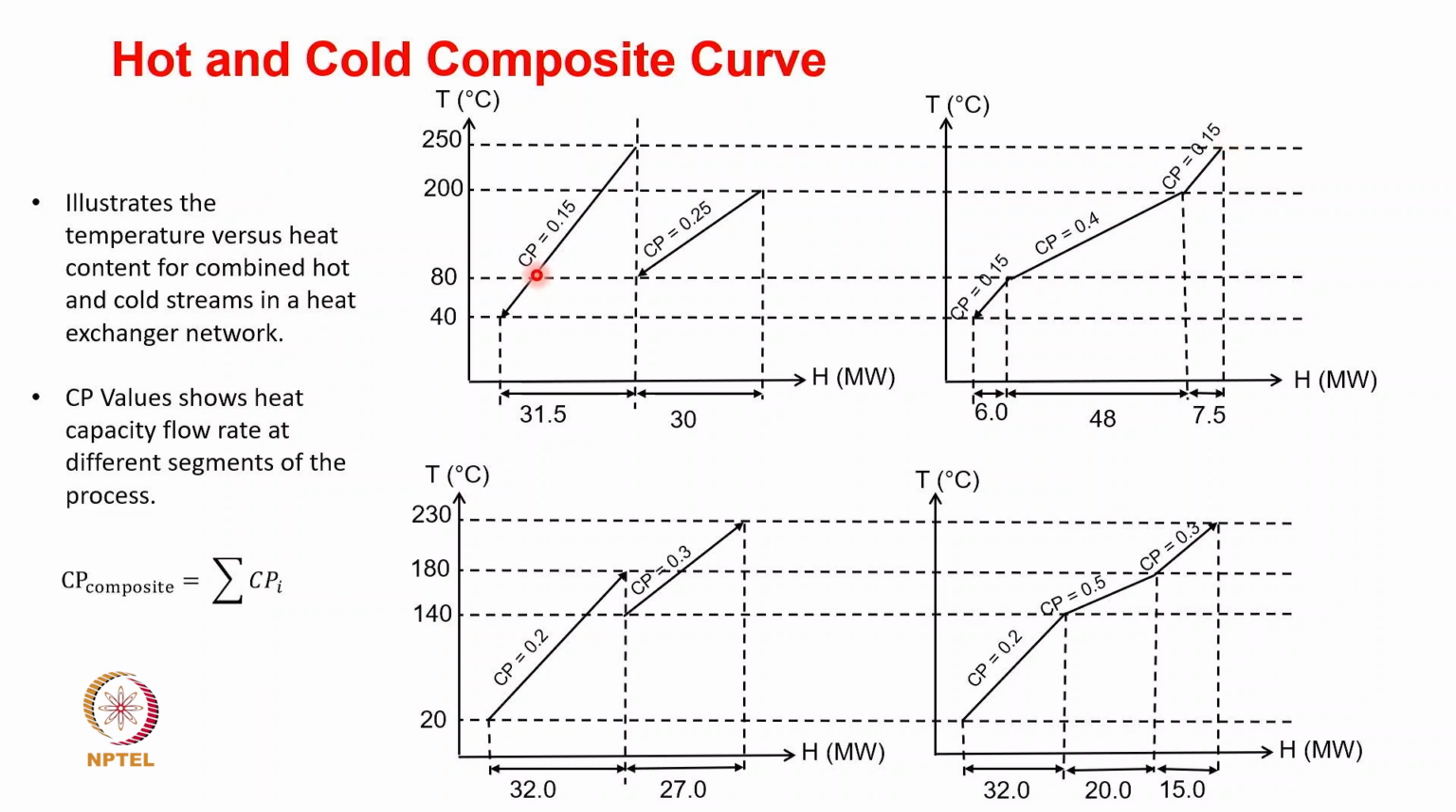You can see that at this point, if you cut down, this is the heat load, that is the delta H value that is needed for the stream up till here. This happens to be 6 megawatt. From here to here it is going to be 48 megawatt, and from here to here it is 7.5 megawatt.